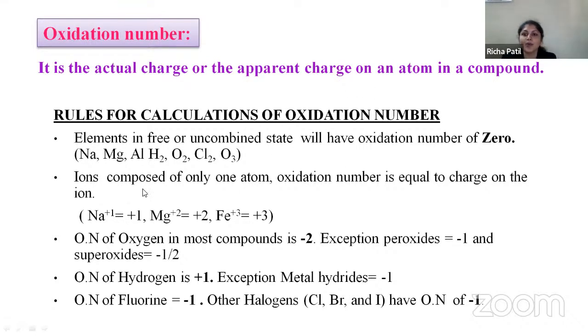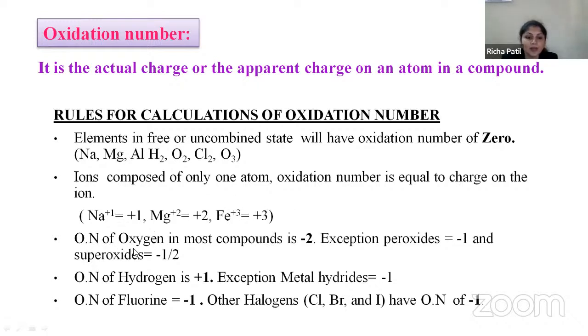Second, ions composed of only one atom. The oxidation number is equal to the charge of the ion. For example, Na+. What is the charge here? +1. So the oxidation number is also +1. For Mg2+, the charge is +2, and the oxidation number is +2. Then Fe3+, the charge is +3, and the oxidation number is +3. So this is your second rule.